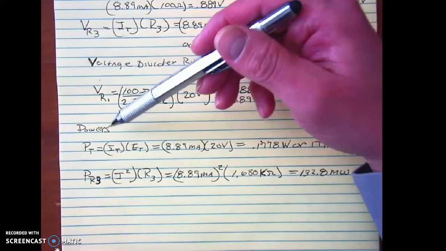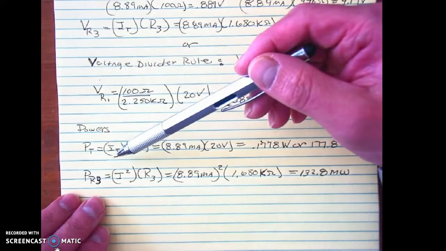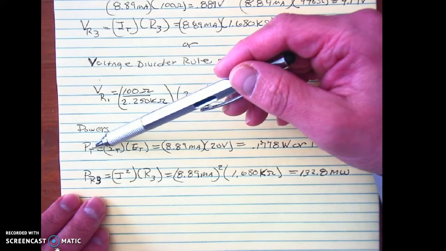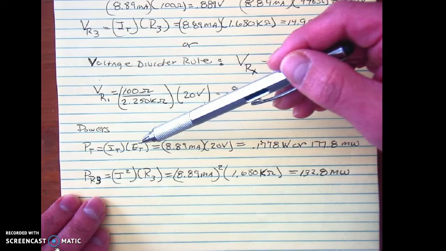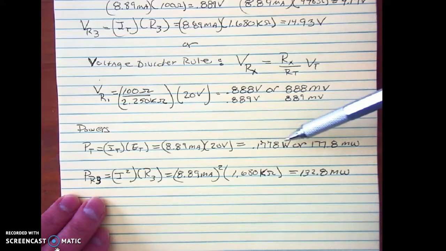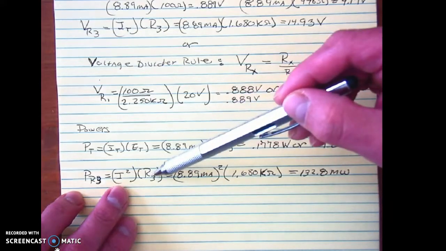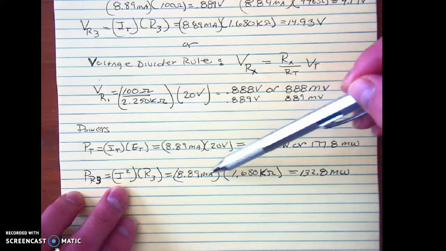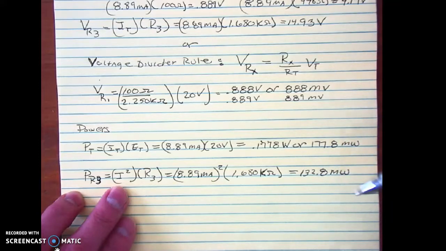Now powers. Remember, power is the amount of energy, heat, watts. Again, I have many equations I could use to find the power. So the first thing is you want to find power total. That is equal to I times E total. E is the same as V, so I total times E total. So that's 889 milliamps times 20 volts. Then I get 0.1778 watts of power, or 177.8 milliwatts. Why? Moving the decimal to the right. Now, for PR3, I use the I squared R equation. So I took 889 milliamps, squared it, and multiplied by that R3, and I came up with 132.8 milliwatts of power.